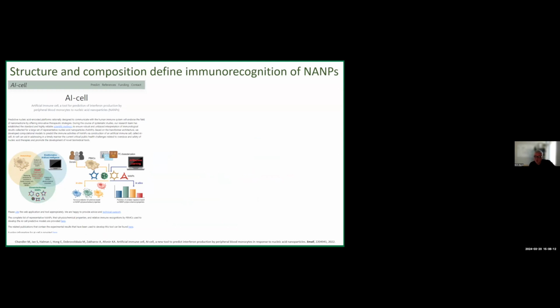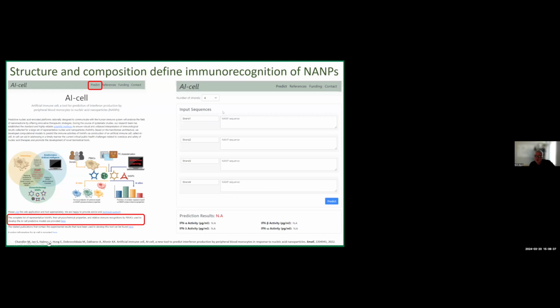Anybody can access it on the website. When you access this AI-cell, you just need to click the predict button, and it will compare the new nanoparticle that you are trying to assess against all the nanoparticles that we currently have in the database. Right now, it's about 70 different nanoparticles, and currently we are adding more, about 200 nanoparticles, to expand the possibilities of the program. Then it will allow you to input the number of strands which enter the composition of your nanoparticles, and you can specify it. Here, for example, it's set for 4 strands.